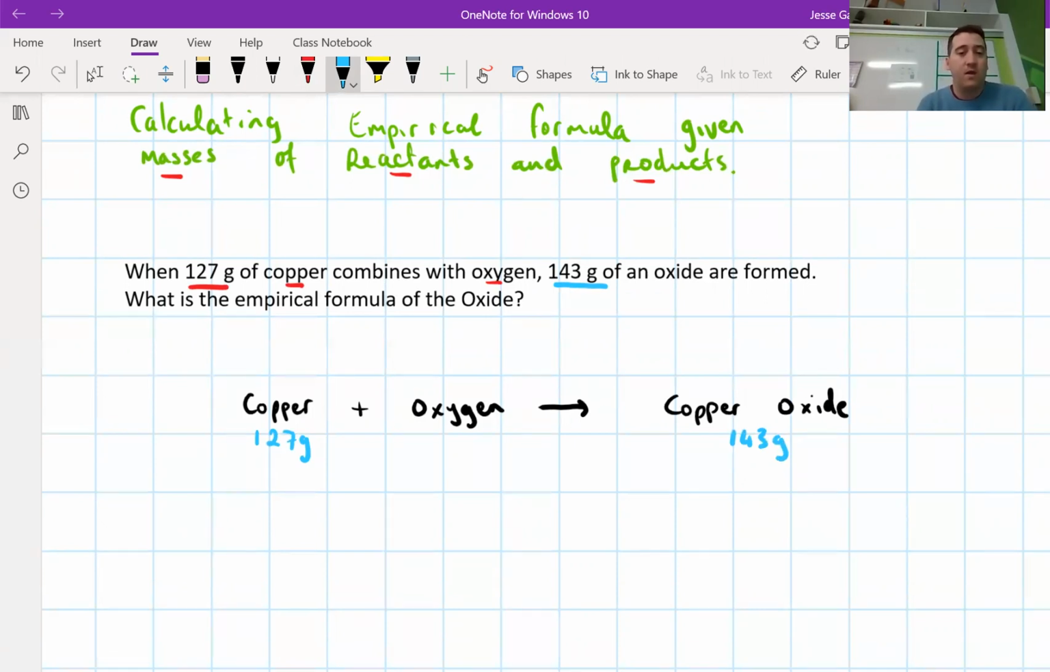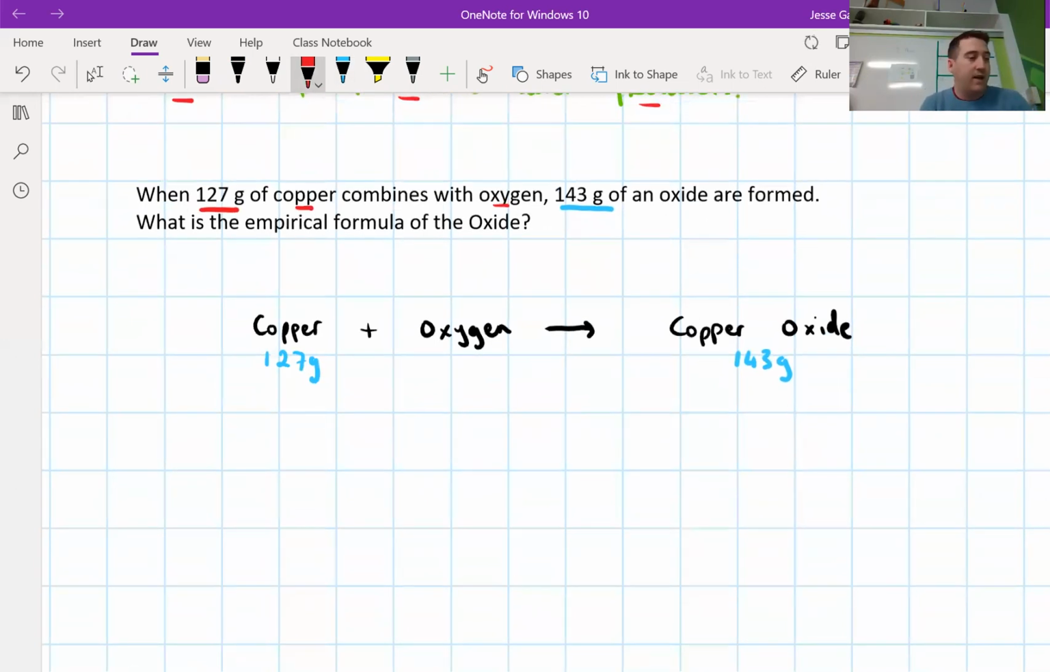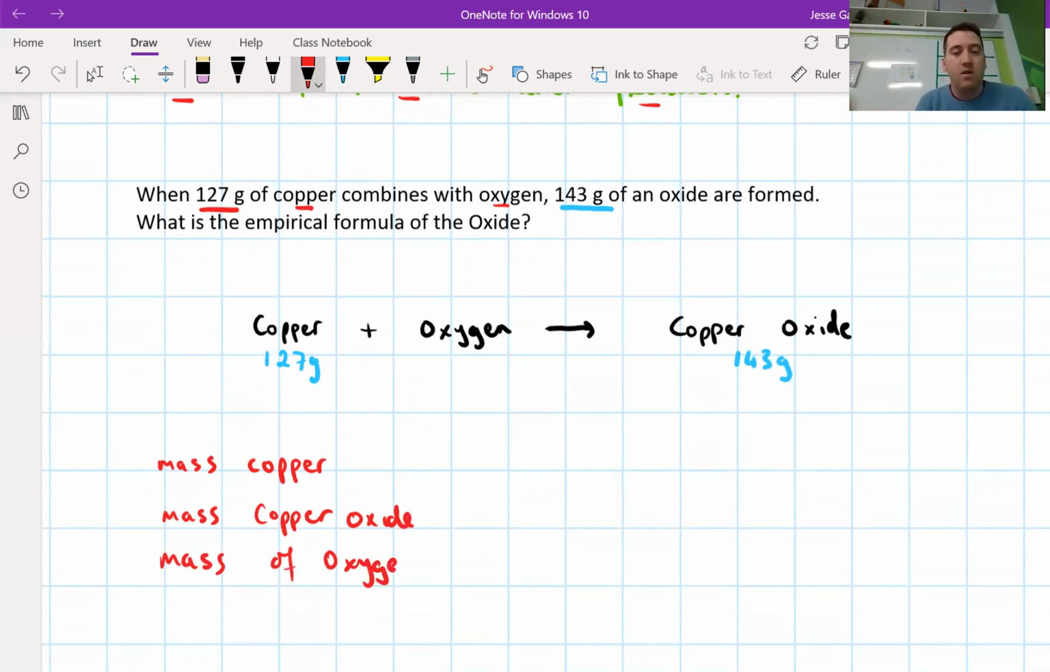Now I don't know the oxygen because it doesn't say it in the question, but I am going to have to figure it out. So after I've done that, I'm going to summarize what I know, just making a list down the side here by writing down the masses that I know. Mass of copper, oxide, and I should be able to work out the mass of oxygen then. So I'm going to go ahead and write down what I know. I know my mass of copper is 127 grams. I know my mass of my copper oxide is 143 grams. So how can I work out the mass of my oxygen?